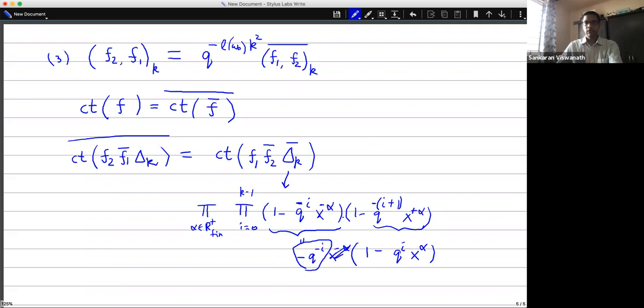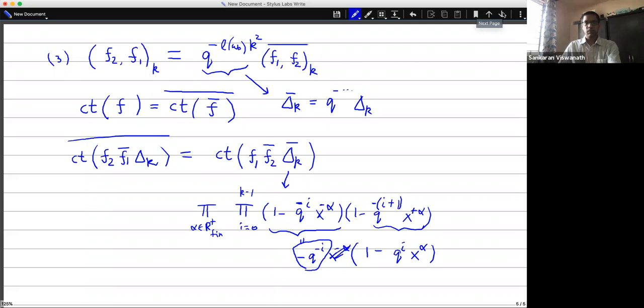So there's some net power of q that you incur after you do this manipulation. This factor stems purely from what happens when you change delta k to delta k bar. When you try to compute this, it is exactly the power of q that you get in front. So this is just a sketch of the proof as to why f1, f2 bar is this power of q times the thing in the other order.